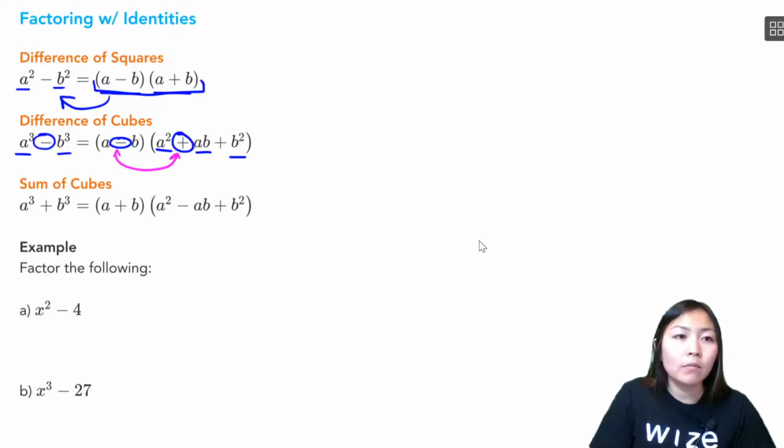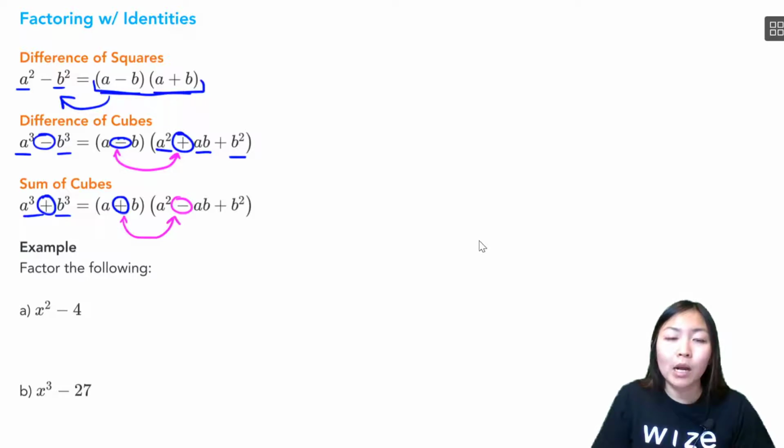Sum of cubes, okay, we have a cubed plus b cubed. Since it's a plus between them, in my first bracket, I'm going to have a plus. It's a plus b. And then again, same thing, these two signs have to be opposite. So I'm going to end up in my second bracket with a squared minus ab plus b squared.